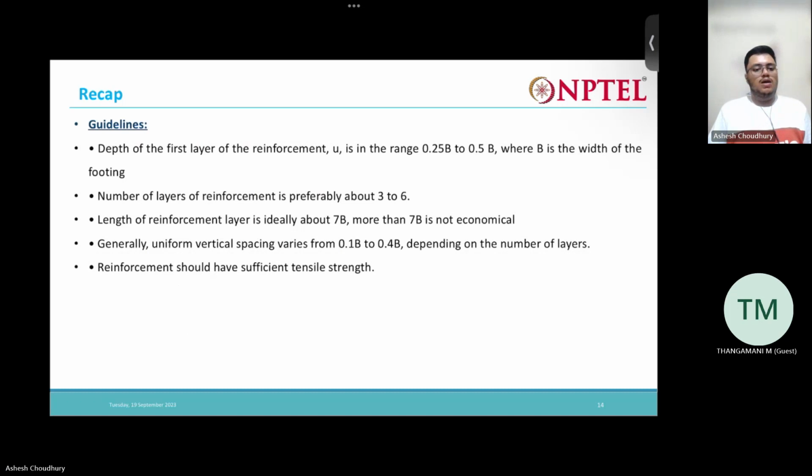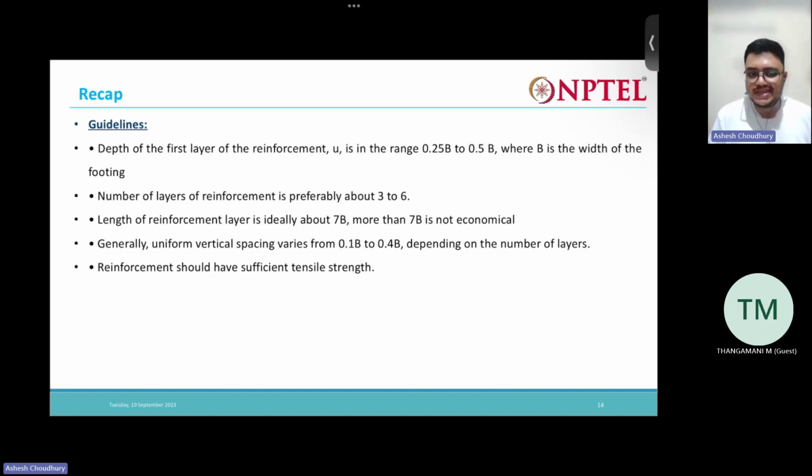Okay. The number of layers of reinforcement is generally kept between 3 to 6, and the length of the reinforcement layer is ideally 7B, but more than 7B is generally not economic. Okay, it's ideally about 7 times the B.